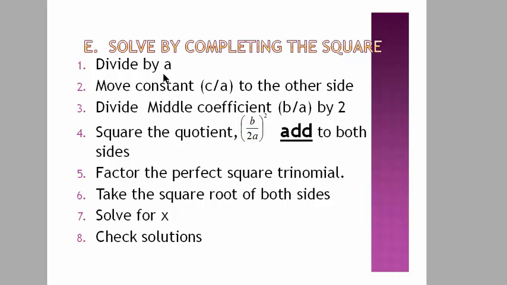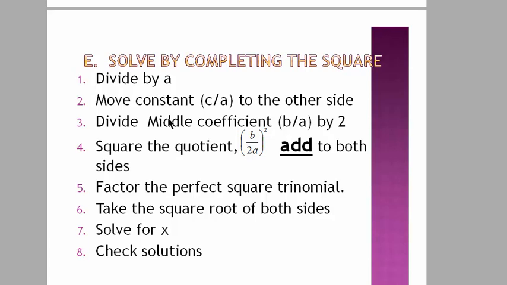Move your constant over to the other side. So you want your x squared plus b divided by a x. Now, you might not have had to divide by a, so you might just have whatever that middle term is. But remember, you want that constant on the other side. When you move that constant over to the other side, you want to leave a space.